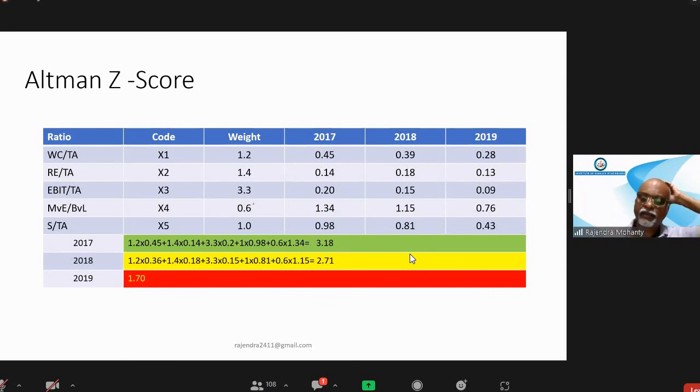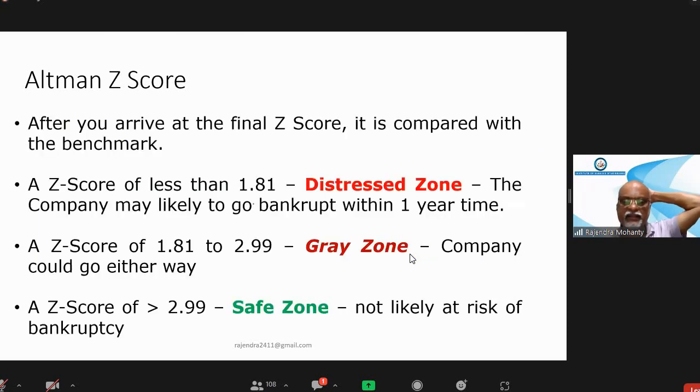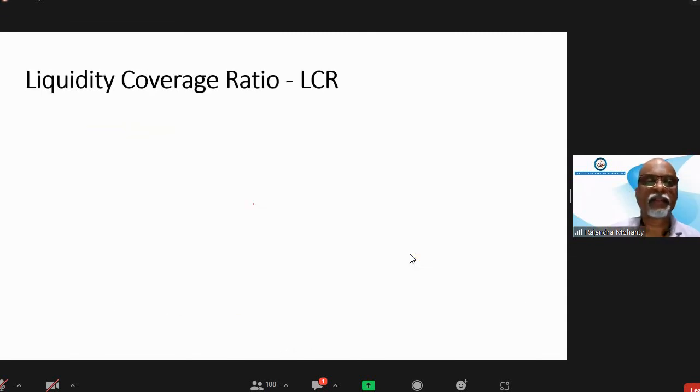Sir, please show me the previous slide once, sir. Below 1.8 is distress. 1.81 to 2.99 is the grey zone. Okay. You can take a screenshot now without writing. Screenshot is faster. Okay.